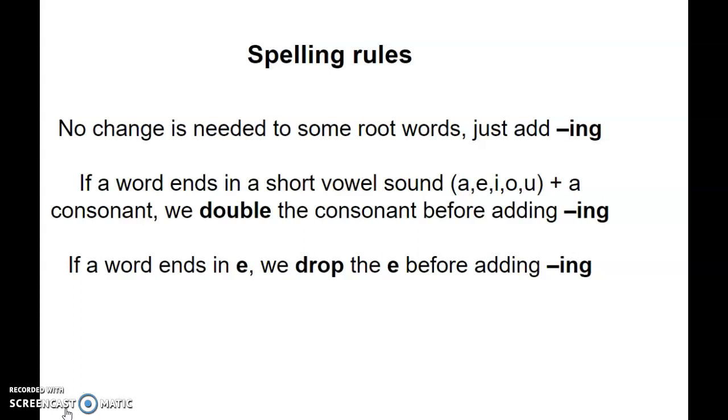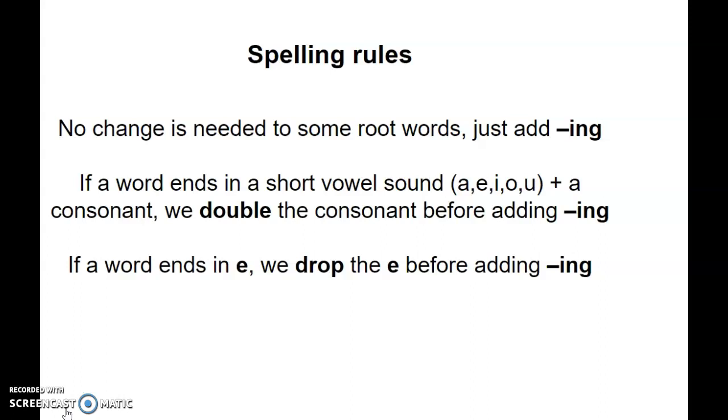So no changes needed to some root words. You know that you just need to add ing, okay? If a word ends in a short vowel sound, so the A, E, I, O, and U, okay, and has to be a short vowel like a, i, o, okay, those are the short vowels, plus a consonant, then you double the consonant before adding ing. If a word ends in E, then we drop the E before adding ing.